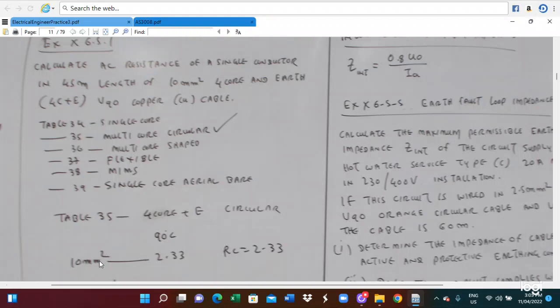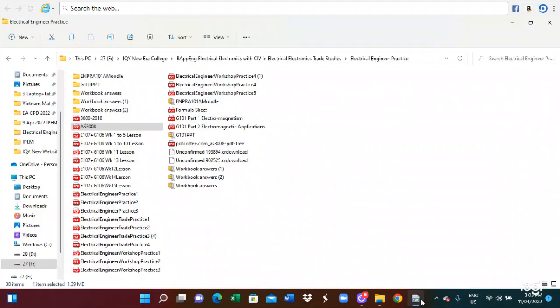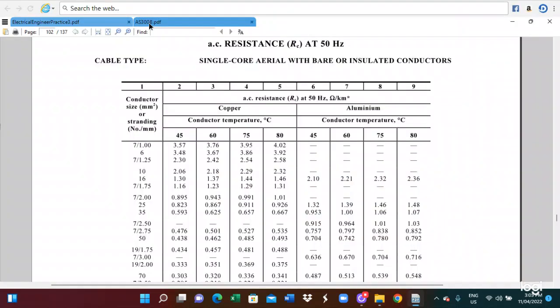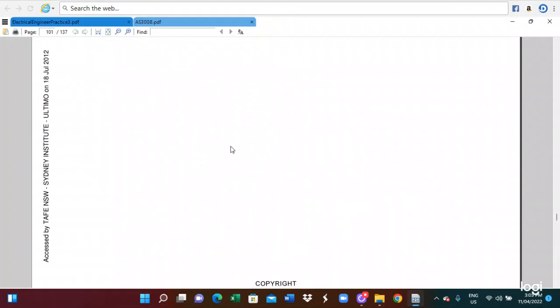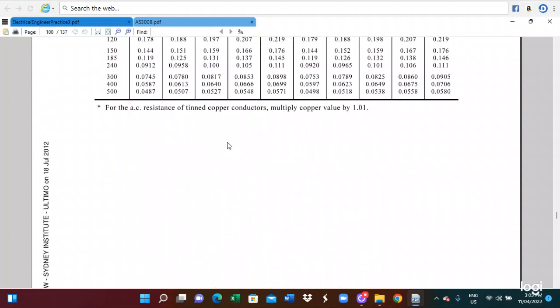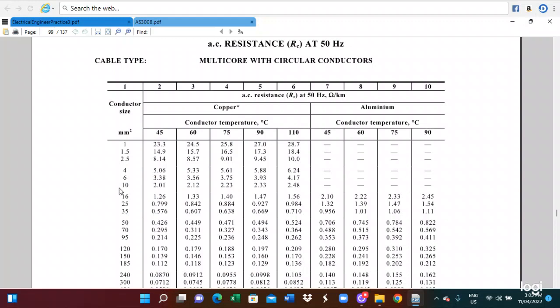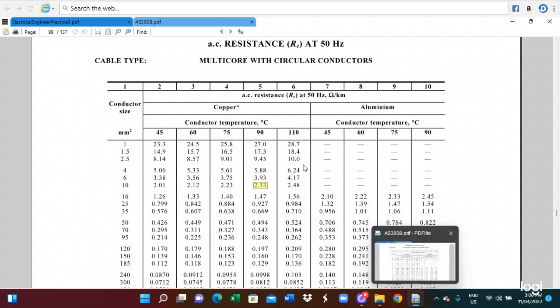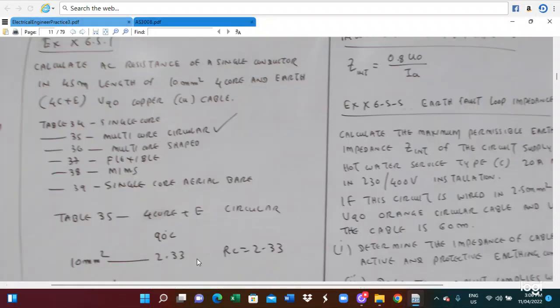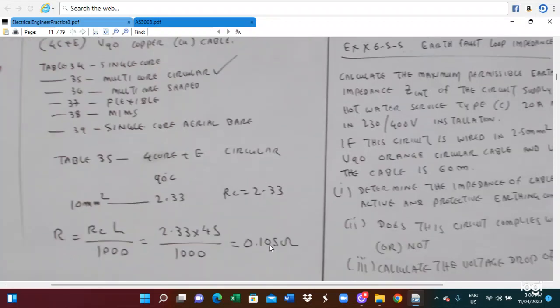So table 35, 10 millimeter square and 90 degrees centigrade. So in table 35 we select here, 10 millimeter square and 90 degrees centigrade. Here you get 2.33. Substitute 2.33, RC equals 2.33.